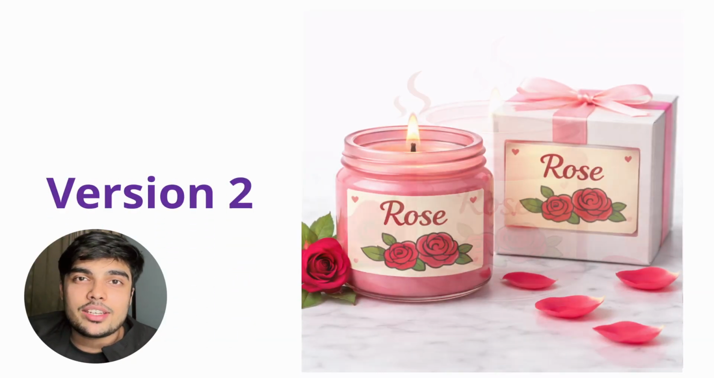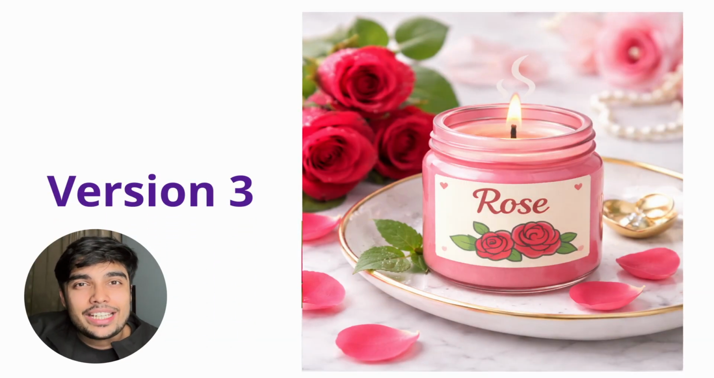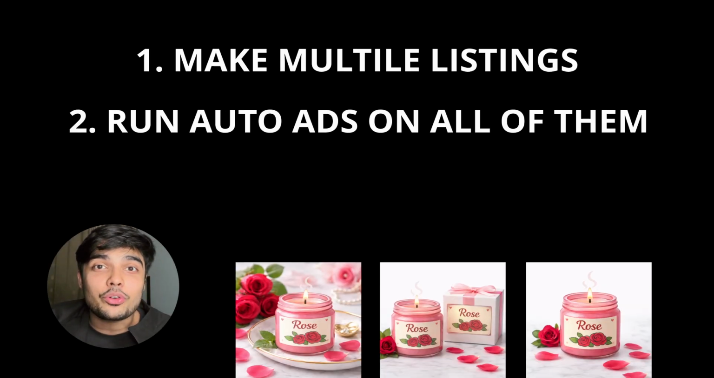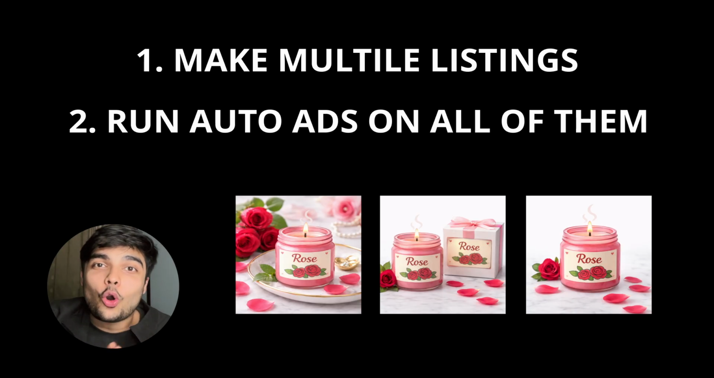Now the third point is volume. You have to take one product and create multiple listings of that product. Change the packaging design for each listing, change the angles, change the creativity. You have to experiment with the images. You have to experiment with the titles. Once you do that, you have to run automatic sponsor ads on all the listings.